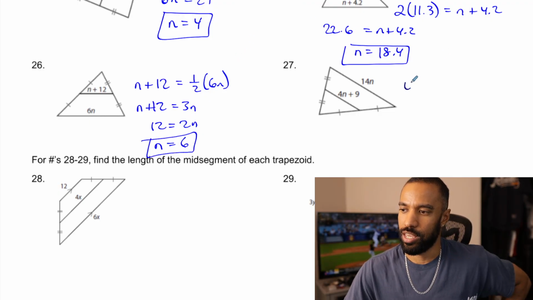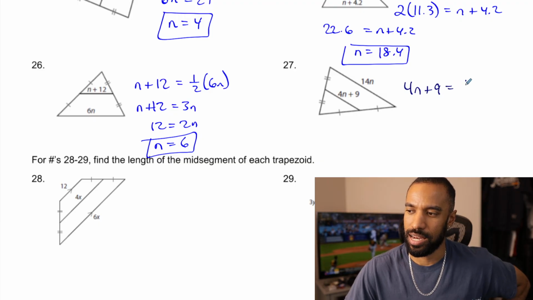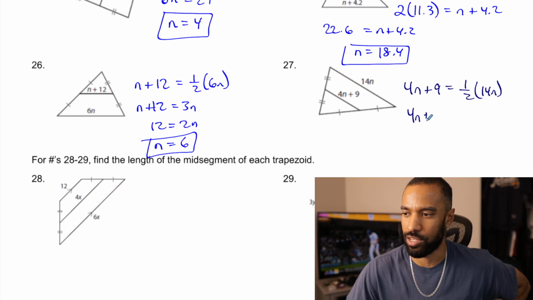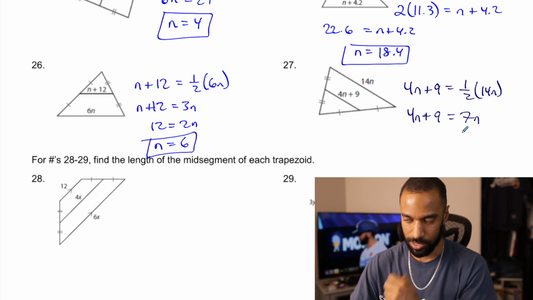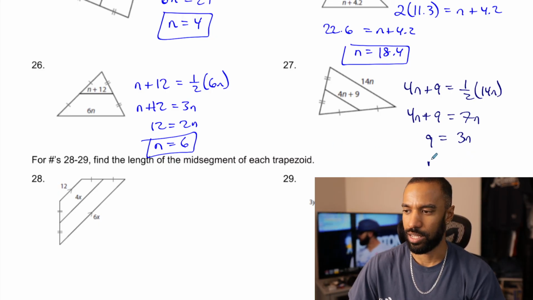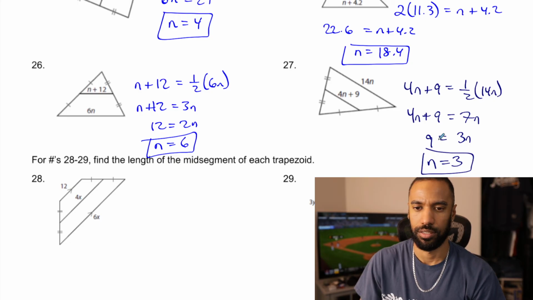And then lastly, 4n plus 9 is half of 14n. Half of 14n is fine. That's 7n. Subtract 4n. Get 3n equals 9. Divide, and you get n equals 3.